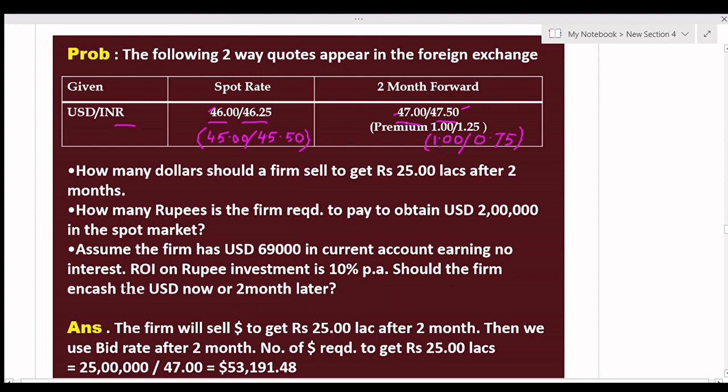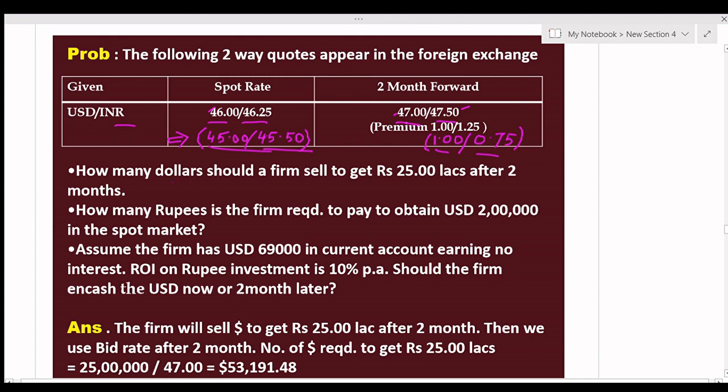Suppose the given premium is 1 and 0.75. That is called a discount. So you deduct 1 from 46, you will get 45, the forward rate. And you deduct 0.75 from 46.25, you will get 45.50. So if a premium is given, you add it, or if a discount is given, you deduct it from the spot rate.